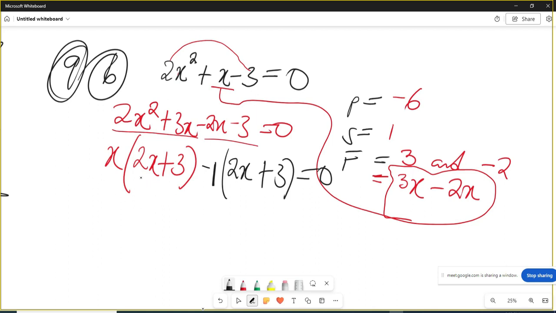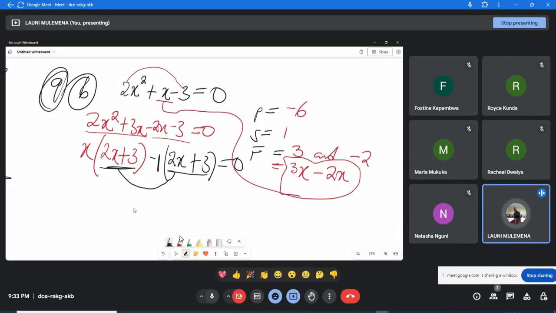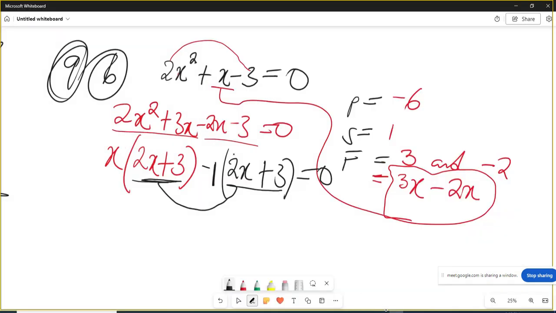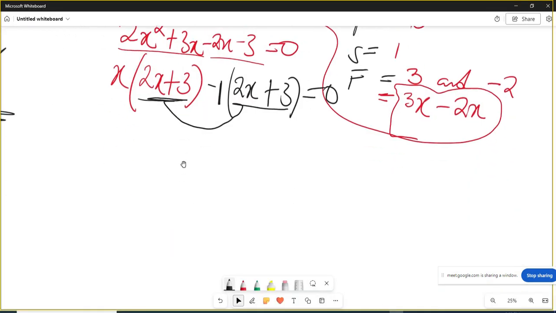And then here I said we need to make sure that whatever is here is also there. Very important, we need to cross-check. If they are not the same, it simply means that our calculations are not correct. So since what is inside is the same, we'll take one of it. Open bracket, 2x plus 3, close the bracket. And then whatever is outside, we'll bring together.